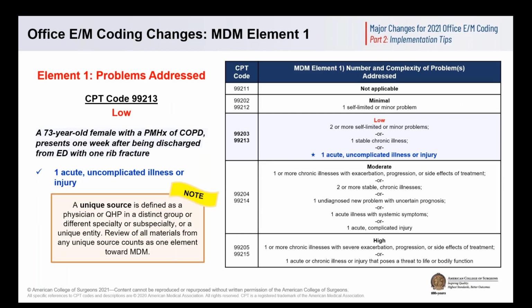So the first element, the problem, is an acute uncomplicated illness, or in this case, an injury for this patient. So it qualifies for a level 3. And just to note, and we'll get into this over the next couple of slides, a unique source or a unique provider is defined as a physician or a QHP outside of your specialty or outside of your group. So essentially not your partner. Next slide, please.